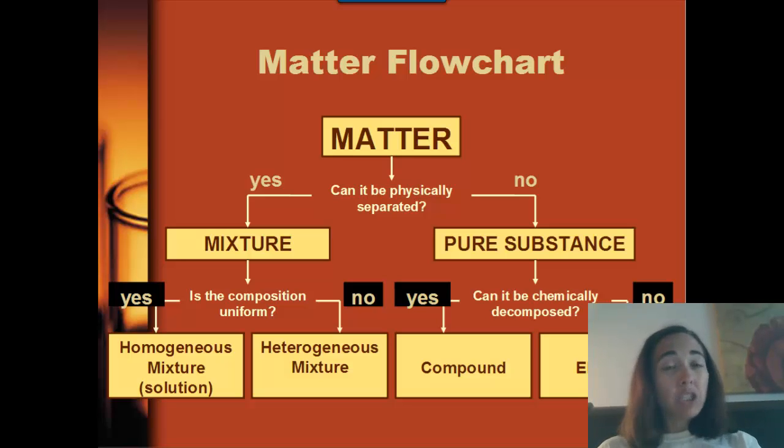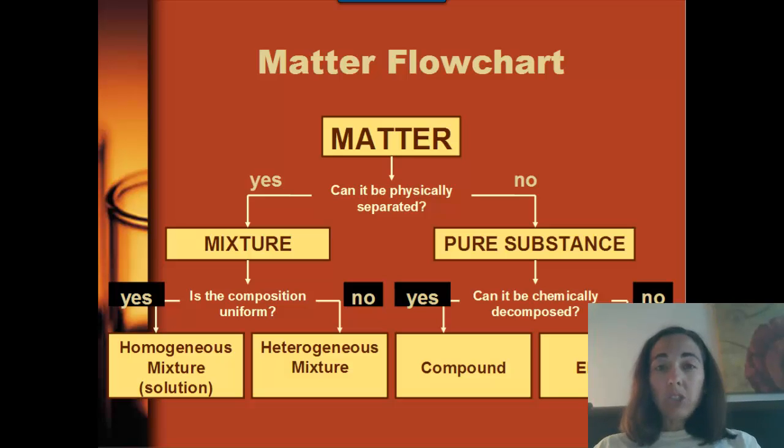Maybe kind of like Lucky Charms cereal. You've got the cereal and the marshmallows, and you can separate those with your fingers. If it can be physically separated by filtering or evaporation or distillation, then it is a mixture. If you can't physically separate it, then it's considered a pure substance.